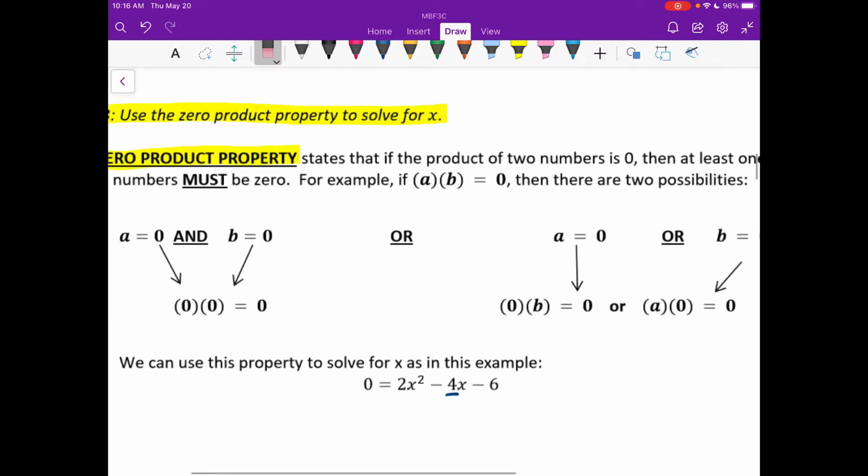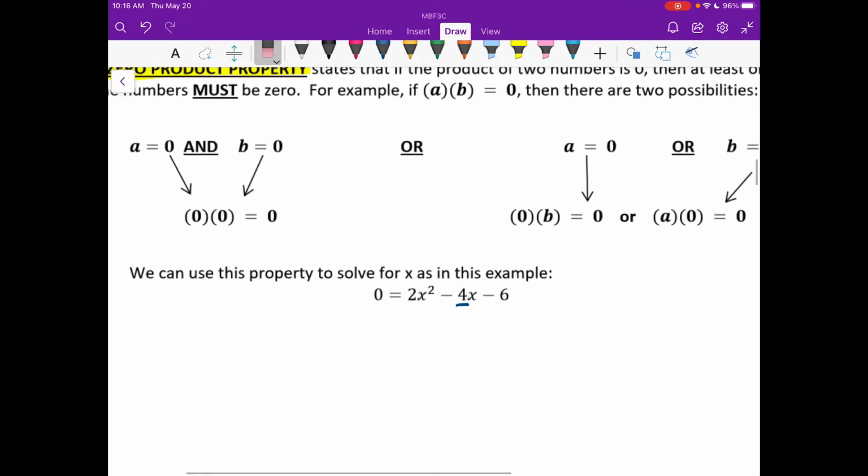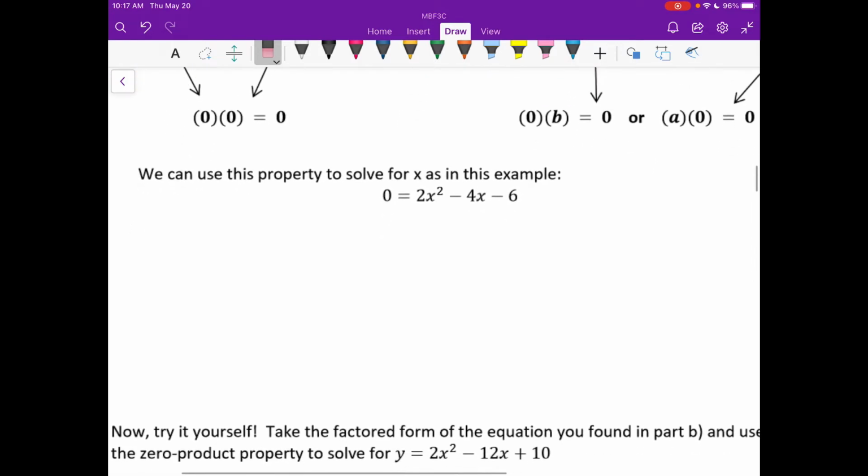We can actually use this to solve for x in examples where they're given to you in standard form. When we were looking at x-intercepts before, we were using our vertex form. It was way easier to isolate for x that way. In this situation, you have this x squared and this x, and that makes it almost impossible to isolate for x. You can't do it. So what you need to do instead is follow the following steps.